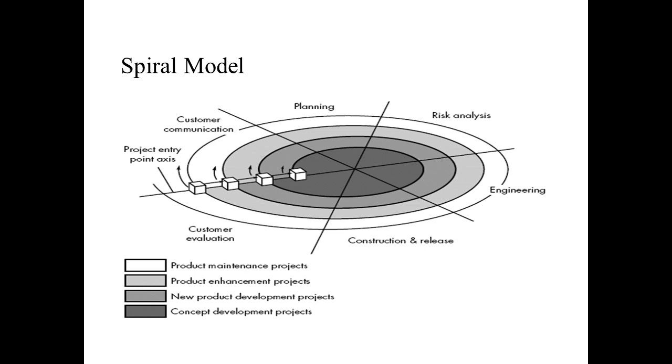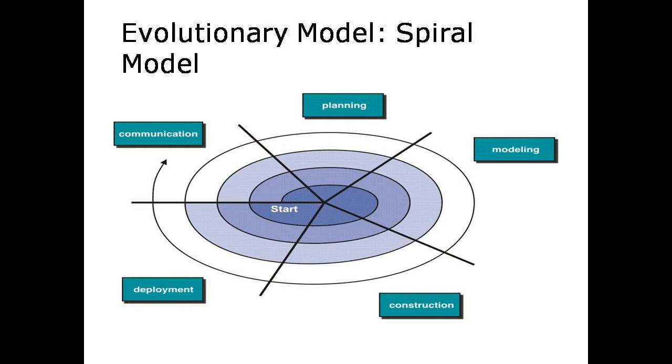The different stages or phases of the spiral model consist of customer communication, planning, risk analysis, engineering, construction, and customer evaluation. Or we can say each phase consists of customer communication, planning, modeling, construction, and deployment.